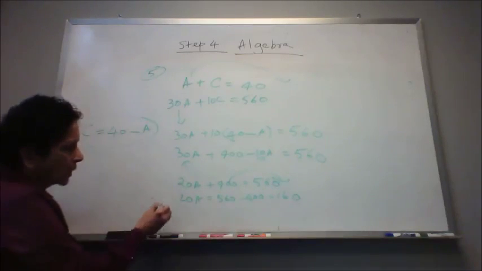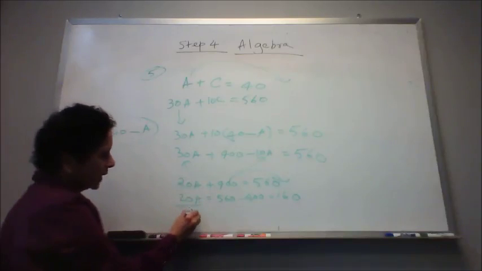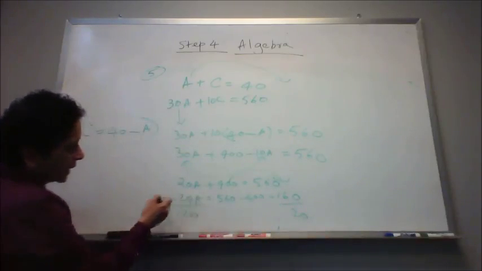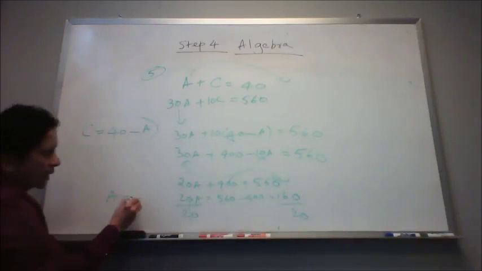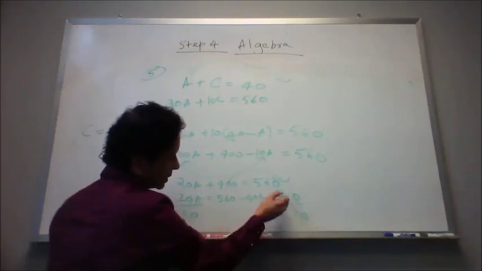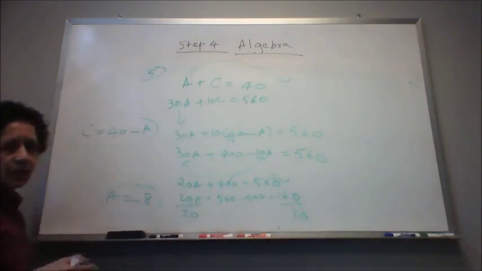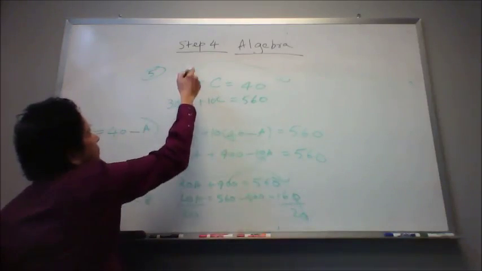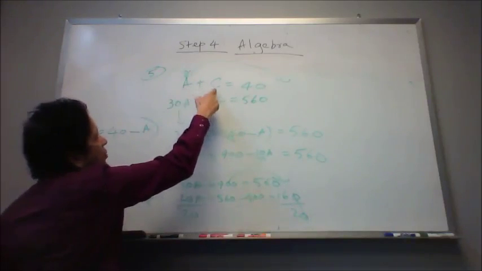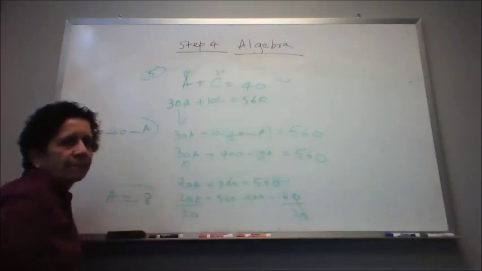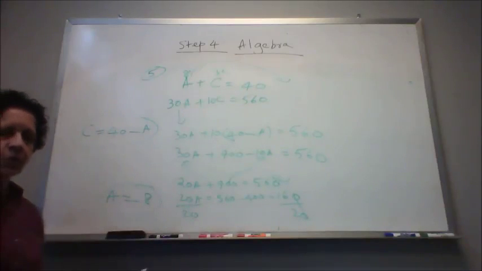So now 20A is 160, so what is A? I divide both sides by 20. So this gets canceled, I get A. Right hand side, 20 goes into 160 eight times, so A equals 8. So I've got 8 adults, so this A is 8. So 8 adults plus children is 40. So the children is 32, right? So 8 adults and 32 children.